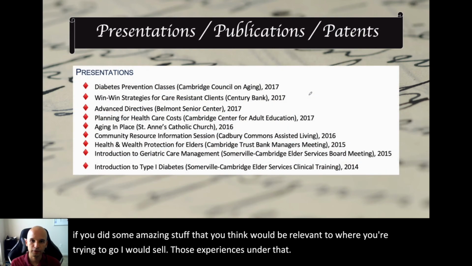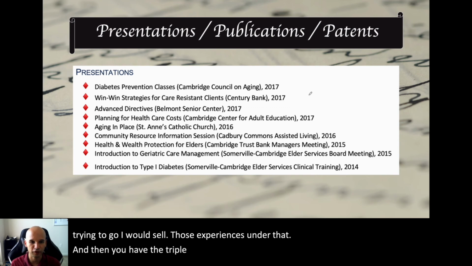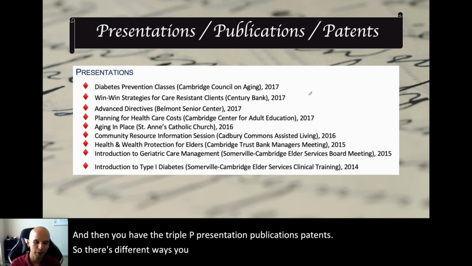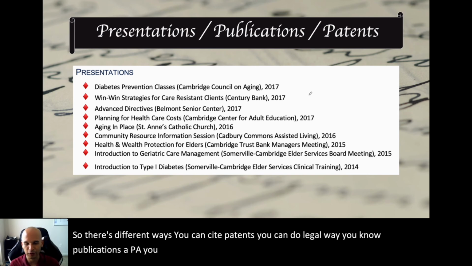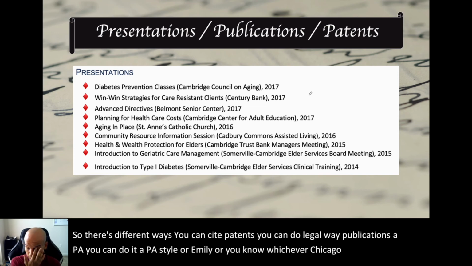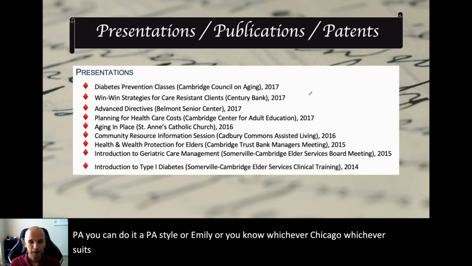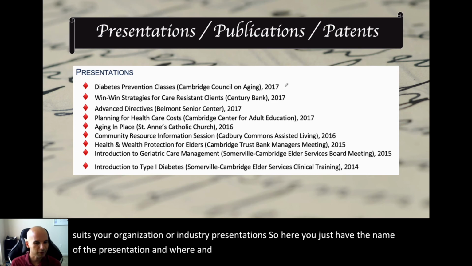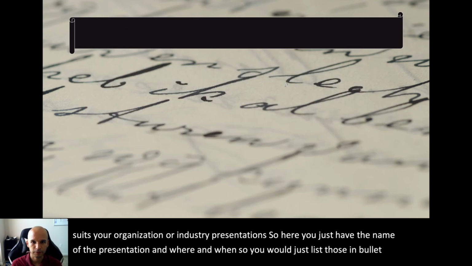And then you have the triple P: presentations, publications, patents. There are different ways you can cite patents. You can do the legal way. For publications, you can do APA style or MLA or Chicago, whichever suits your organization or industry. For presentations, here you just have the name of the presentation and where and when. So you would just list those in bullet points, and that's pretty much it for those.